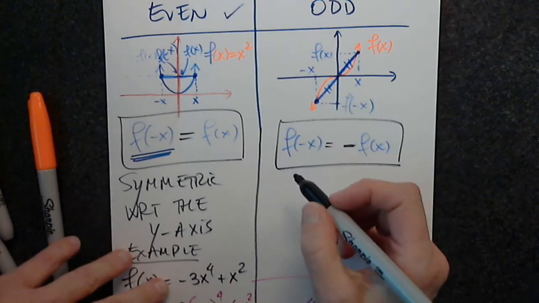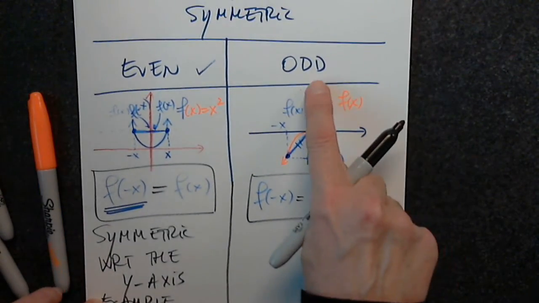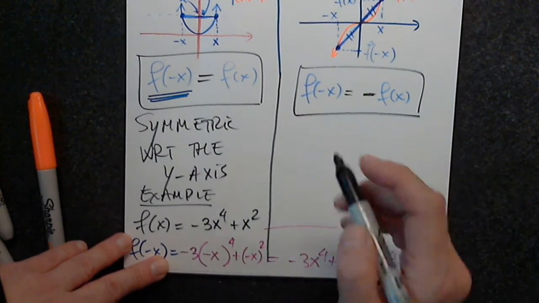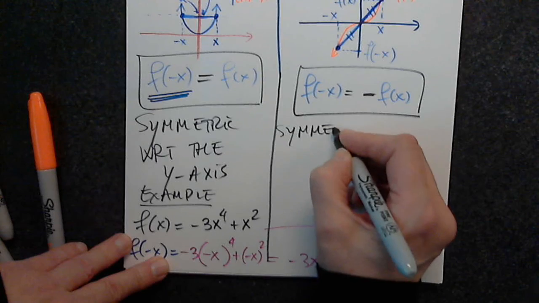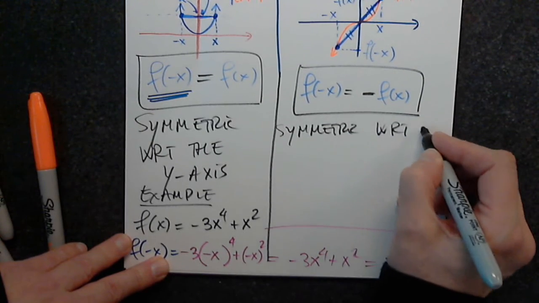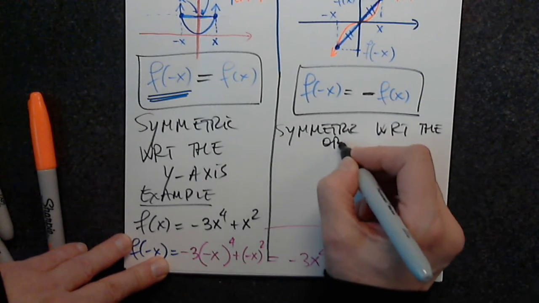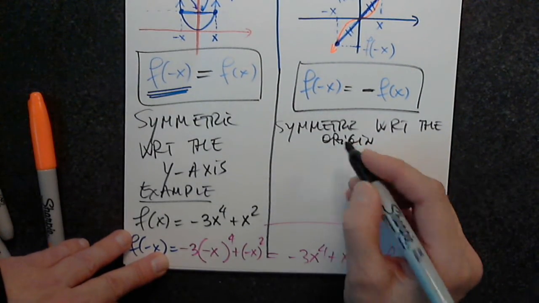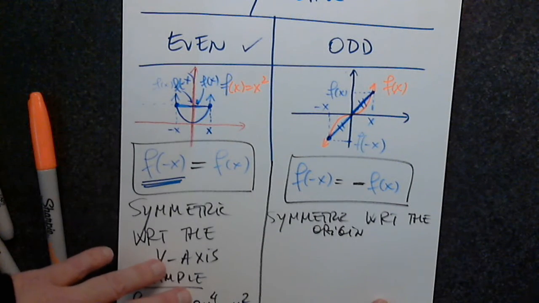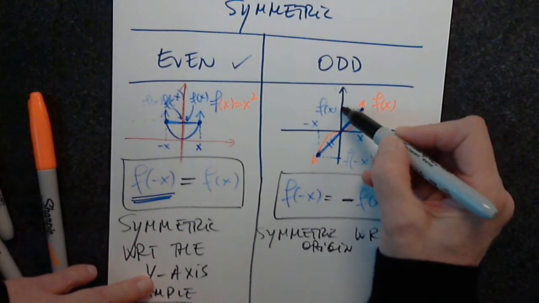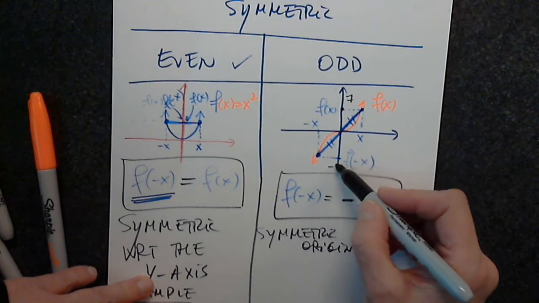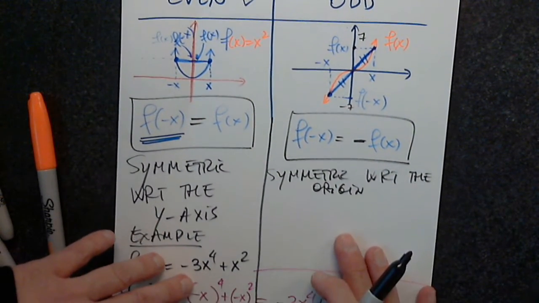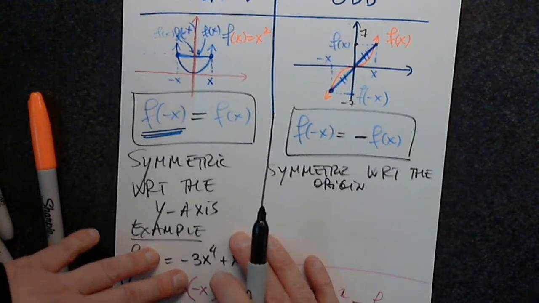So this is symmetric with respect to the origin. An odd function is not symmetric with respect to the y-axis, but symmetric with respect to the origin. Yes. If this is 7, this is -7. Still equal but opposite. Yes.